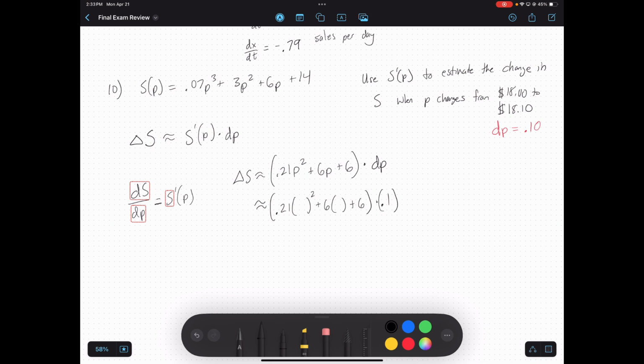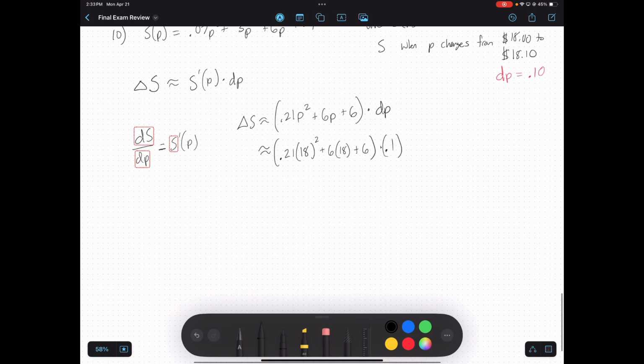$18. Use the starting value. Yep. So we're going to use the starting value for P. Okay. And just throw that all, we need to start moving faster. So throw all that into your calculator and you get $18.20.